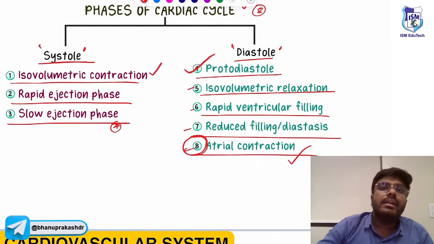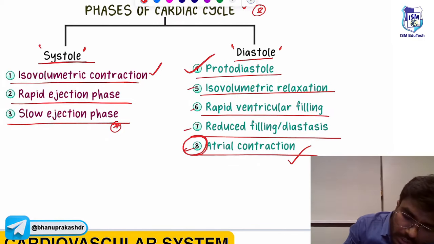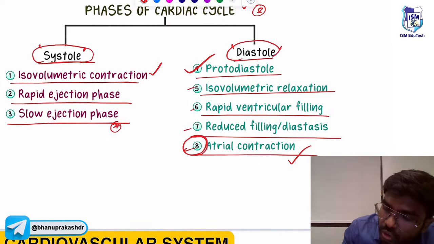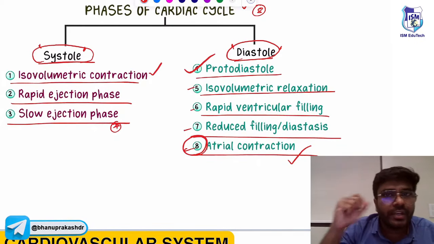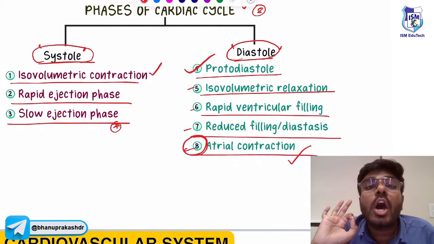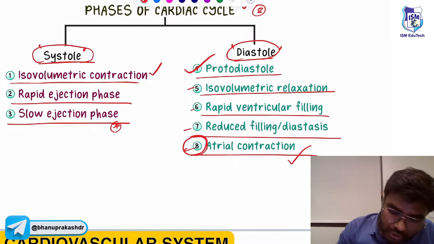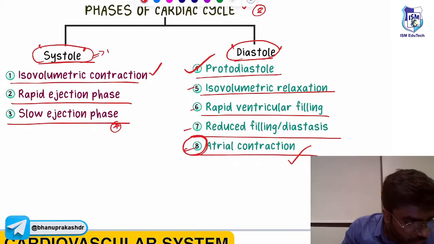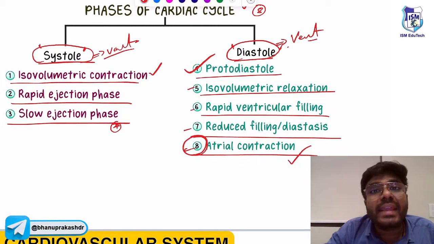The first thing which I want to put into your mind is that the cardiac cycle is mainly divided into systole and diastole. Systole means contraction, diastole means relaxation. So, which systole? Atrial systole or ventricular systole? I am always concerned about the ventricles only, not the atria. Here, systole means the ventricular systole. Diastole means the ventricular diastole. I am not concerned about the atria.